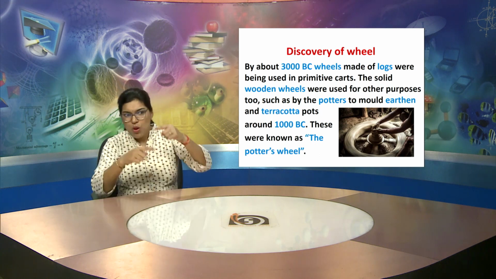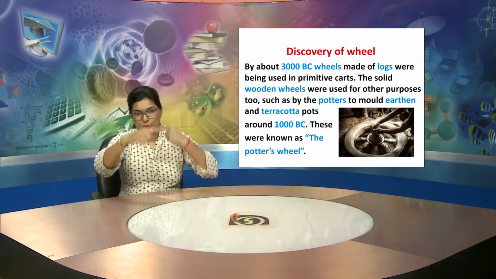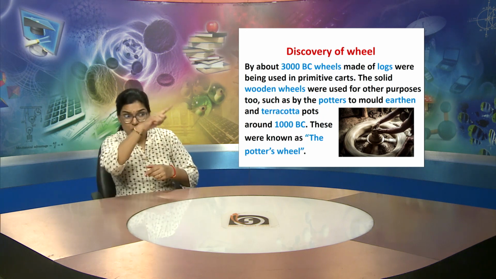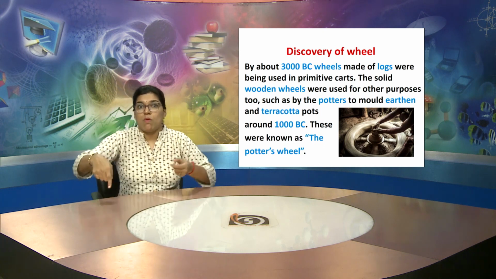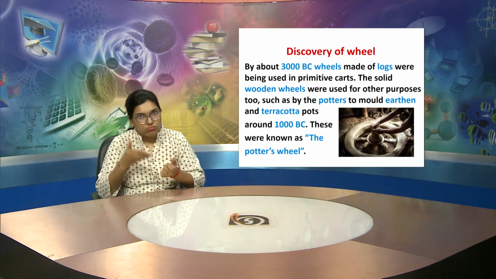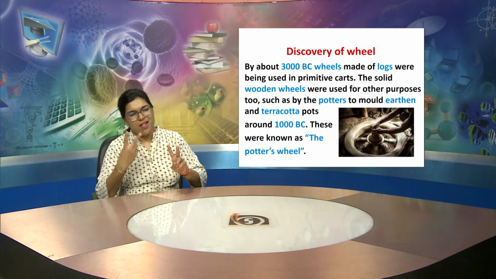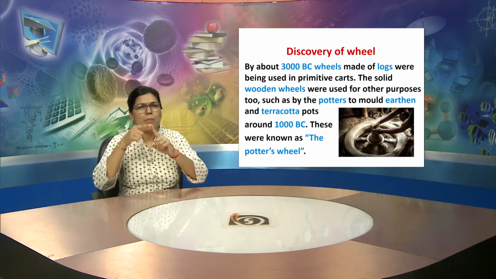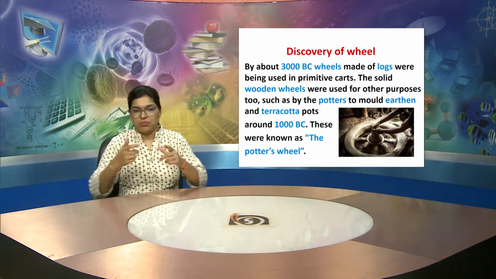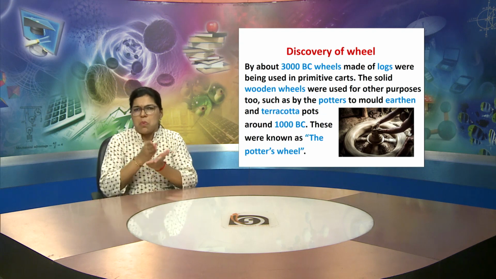Now we will be discussing the discovery of the wheel. When was it discovered? So you can see on the screen that by about 3000 BC, BC means before Christ, wheels made of logs were being used in primitive carts. And solid wooden wheels were used for other purposes too, such as by the potters. They used to mold earthen and terracotta pots. You can see the image on screen as well. So that was the use of the wheel.